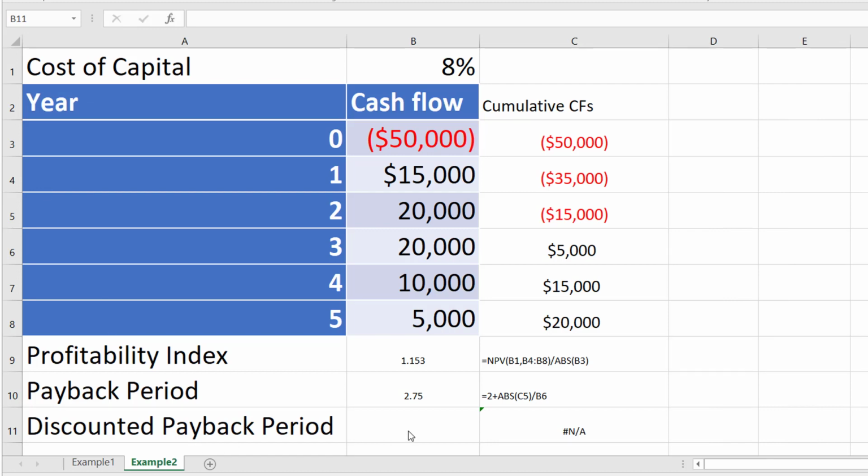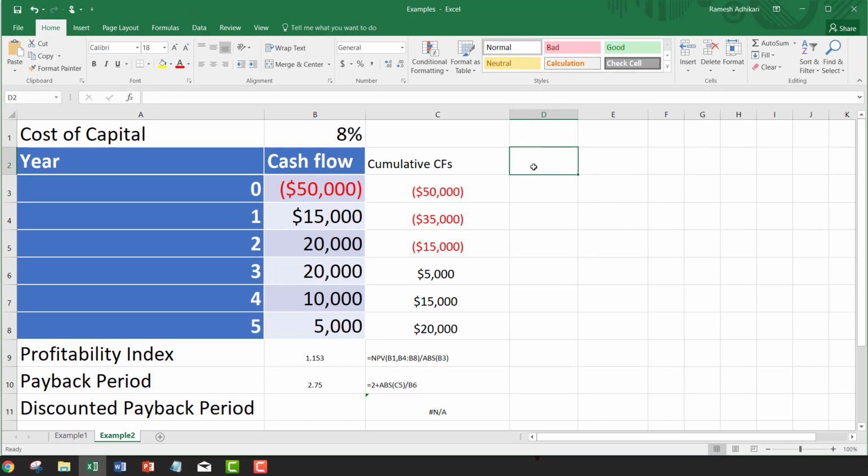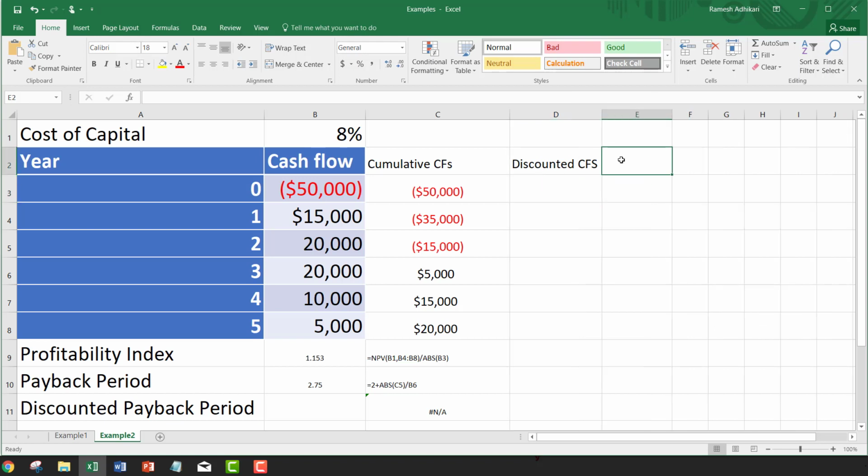In order to compute discounted payback period, we need two additional columns, one for discounted cash flow and another for discounted cumulative cash flow. So let's compute the discounted cash flow and discounted cumulative cash flow. So here I'm going to write discounted cash flows, and the next is discounted cumulative cash flows.